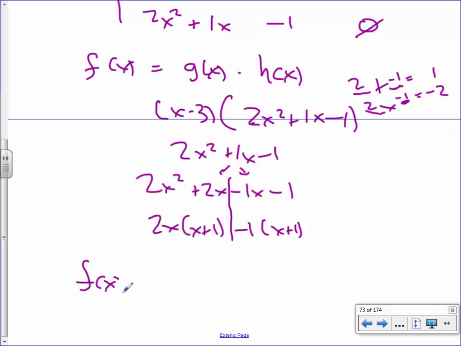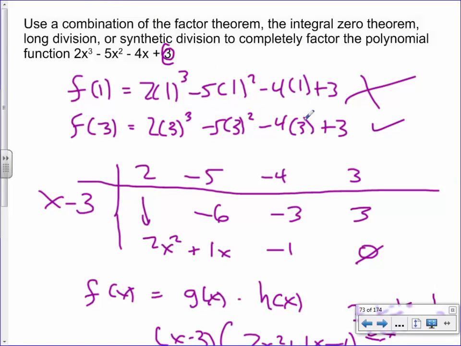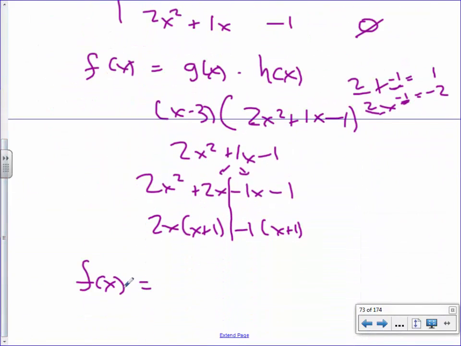F of x can be broken up into 3 different pieces. One of the pieces we found actually a while ago now, and we knew this piece from this step way up here. I knew that x minus 3 was going to work from this step here. Does that make sense? Really, most of our work was for finding the other pieces. So then the other pieces are x plus 1 and 2x minus 1.